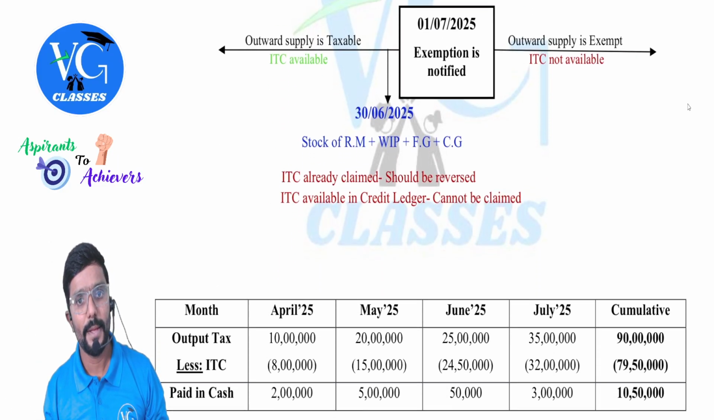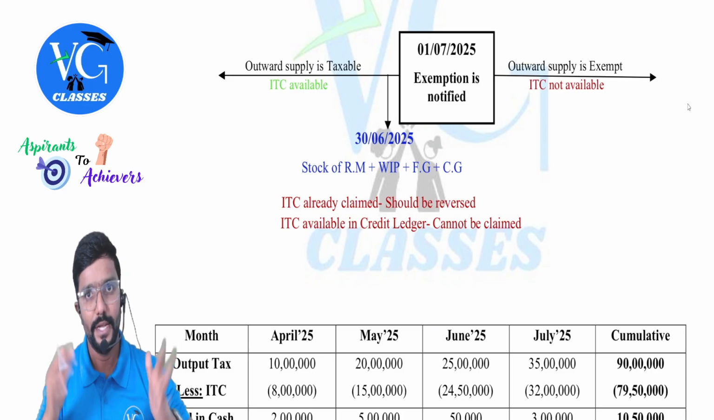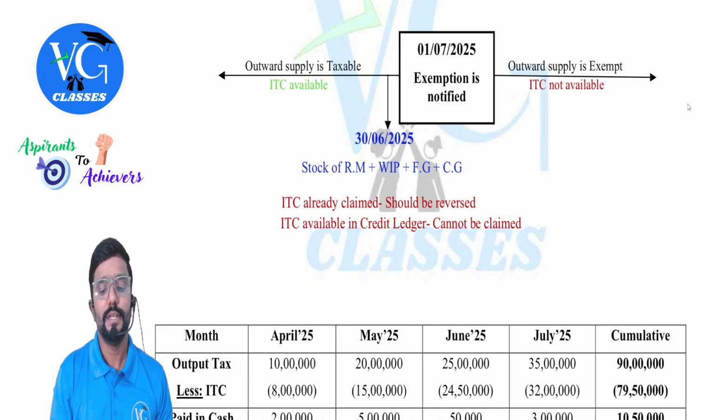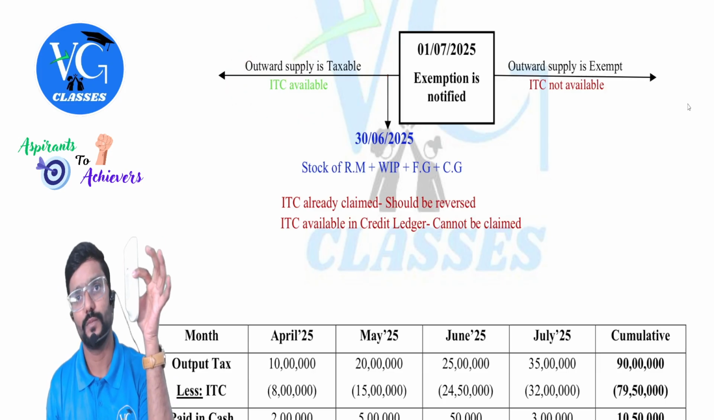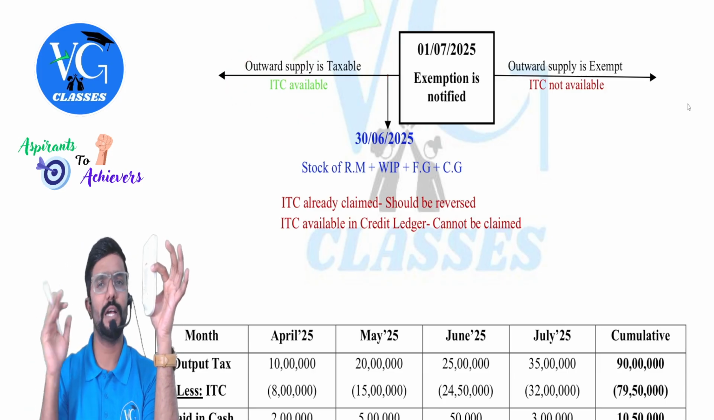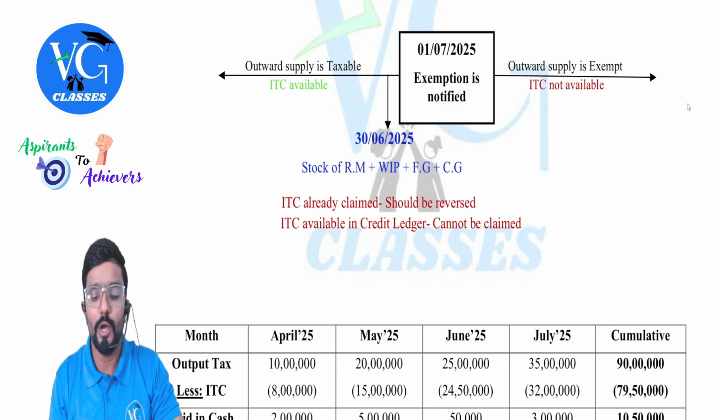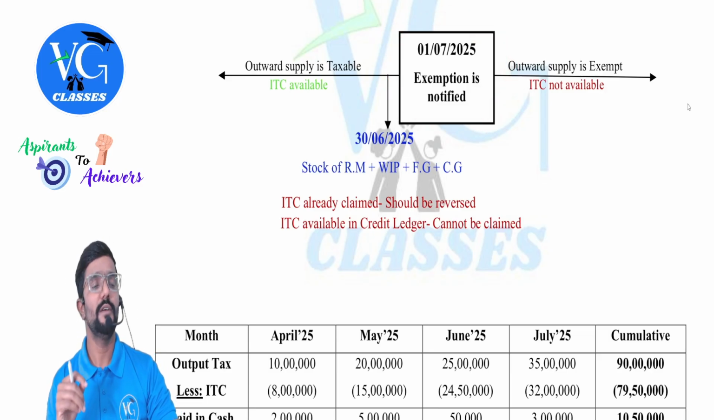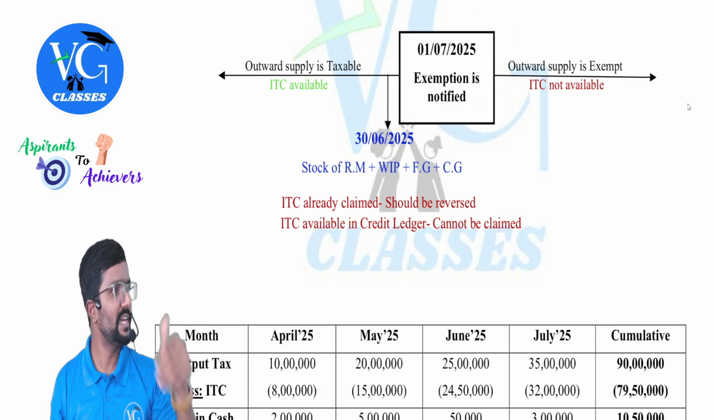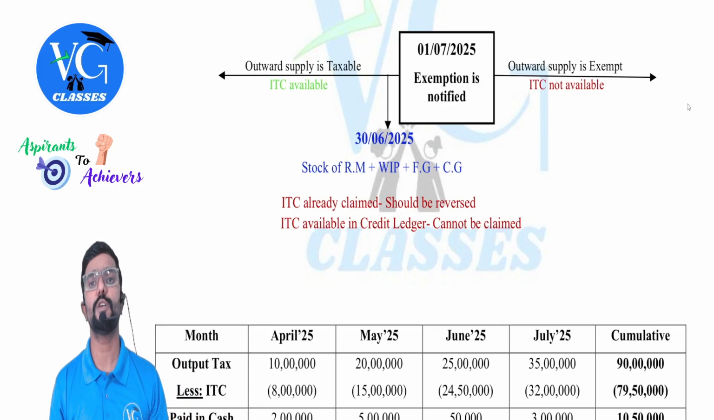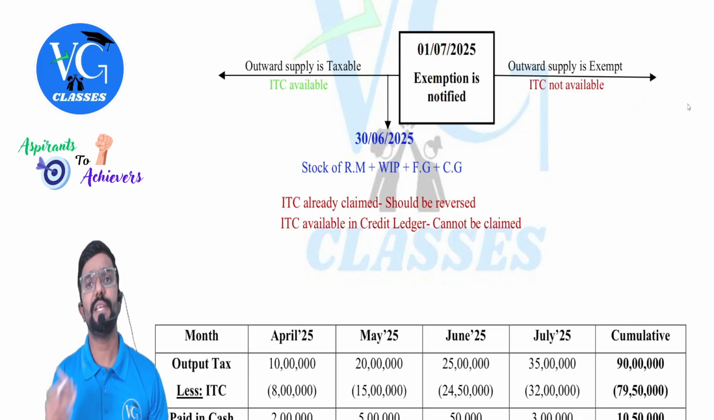Next. Similar provision, but a different scenario. Guys, my outward supply was taxable, that is, supply of remote was taxable. I was paying tax on my outward supply at the normal rate. Was ITC available? Yes. But now the government gave me good news, telling that from 1st July, supply of remote is exempt from GST. They released a notification telling supply of remote is exempt. So from 1st July, my outward supply is exempt.